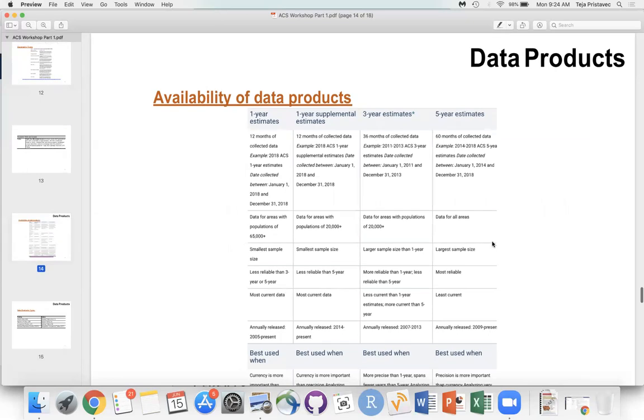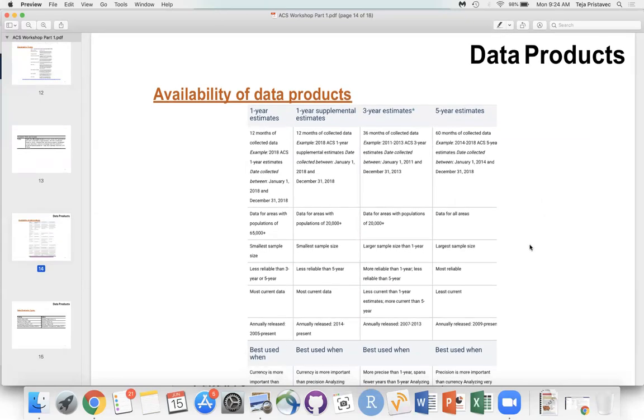As I mentioned before, ACS data gets pulled at different time intervals. There's 1-year estimates, 3-year estimates, and 5-year estimates. 1-year estimates will give you the best recency, right? This is the most recent data, but it won't go down to a very low geographic level. When I was showing you that diagram that went down to the blocks before, you won't be able to get 1-year estimates lower than mostly the county level, because the data is only provided for areas with populations that have more than 65,000 residents.